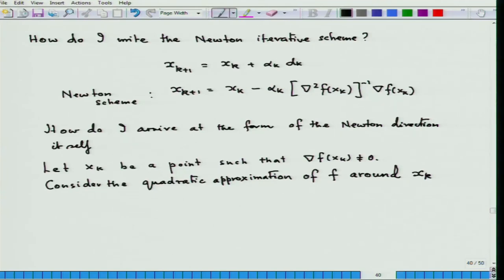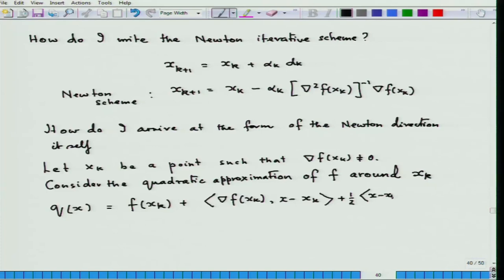So consider the quadratic approximation of f around x k, which means I will define a function q of x, which is f of x k plus the Taylor series terms. x k is fixed, so x is a variable. Basically, I am taking the Taylor series part. If I want to express the function value of f at x in terms of the Taylor series, this q of x is nothing but the Taylor series part without the remainder term, without the error term. This is what I have.